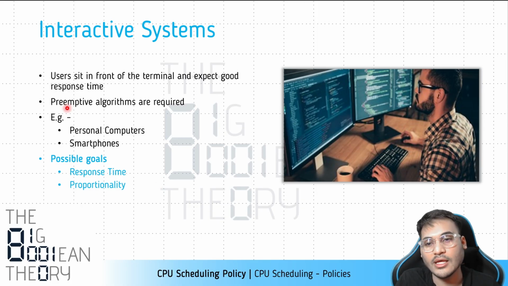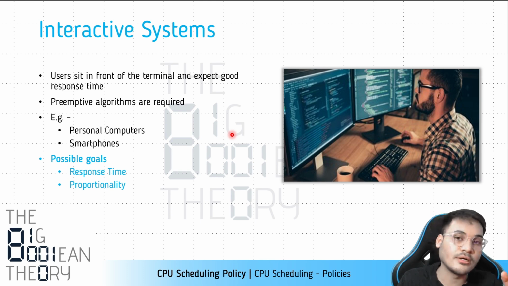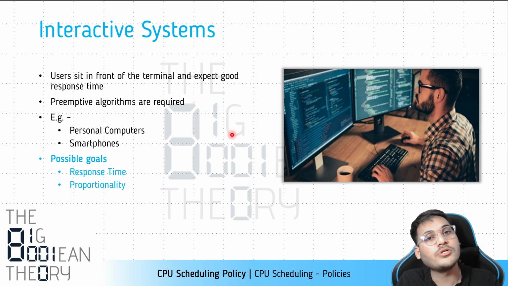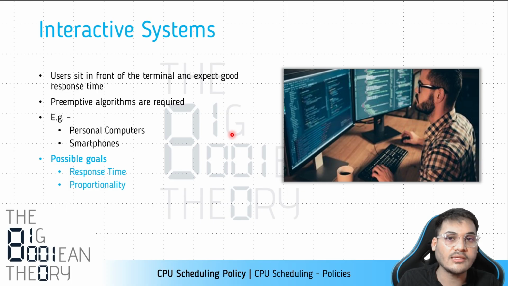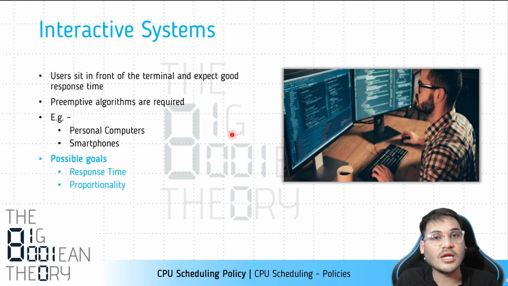So one point that I skipped was that in the case of an interactive system, preemptive algorithms are required. In preemptive algorithms, as we have studied, the control of the CPU can be forcefully taken away from the currently executing process. If the scheduling algorithms that we design are non-preemptive, then a particular program could hog the CPU and not give up control.